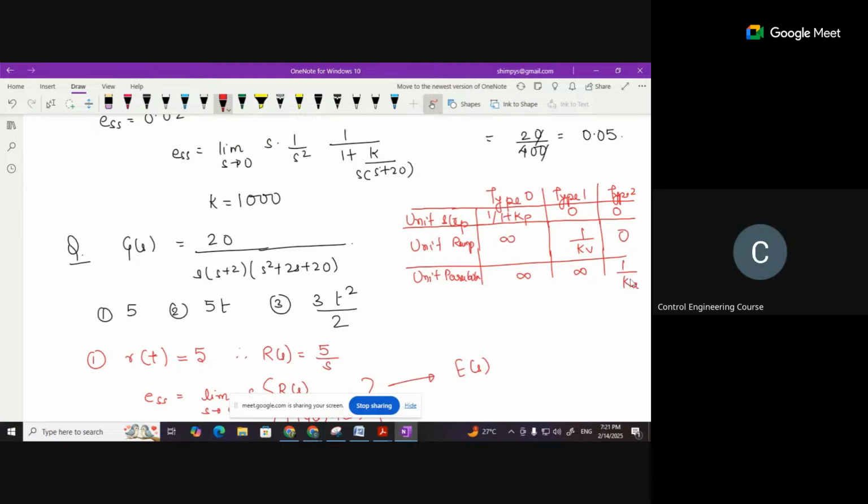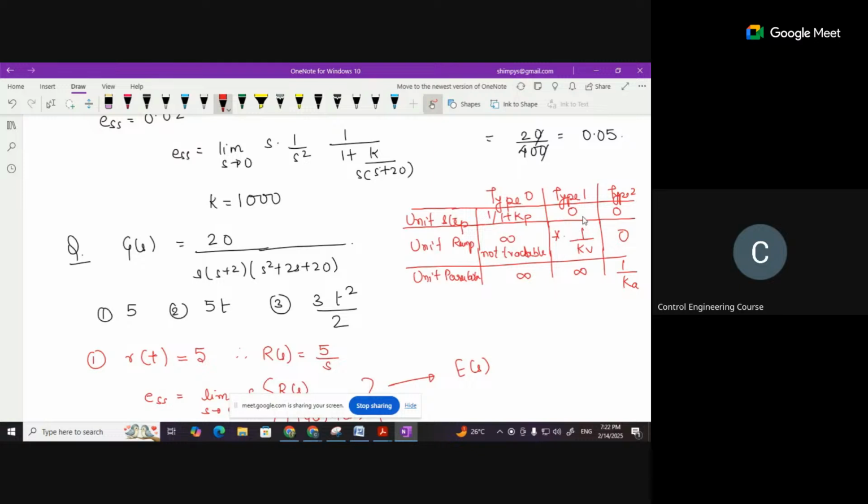Now let us analyze this, as you were asking. If for type 1 system I see here, I'm getting the error as 1 by KV, and this as infinite for type 0 system, for unit ramp. So this cannot be tracked. Not trackable.